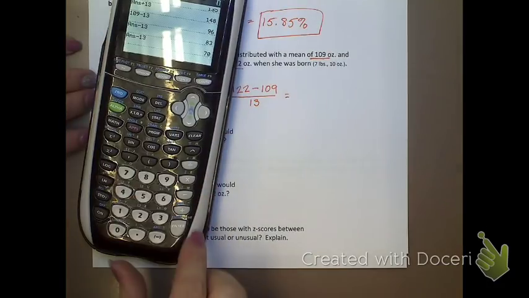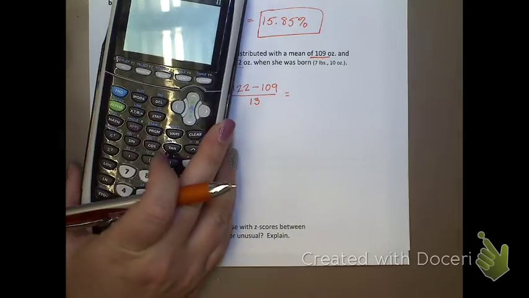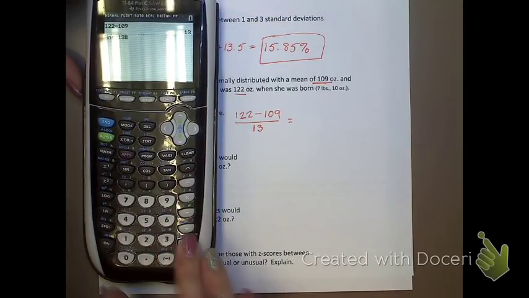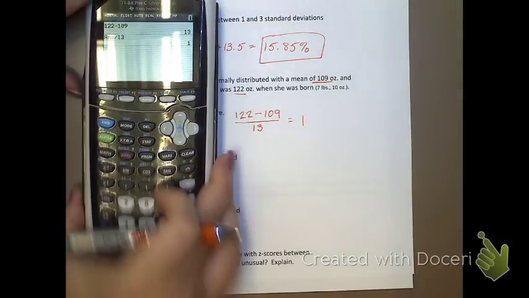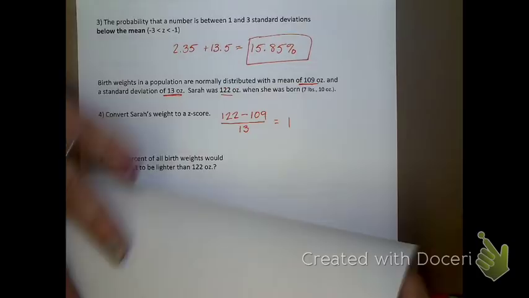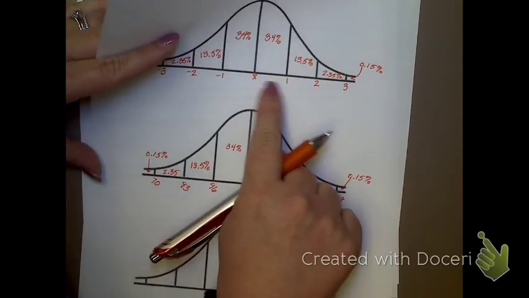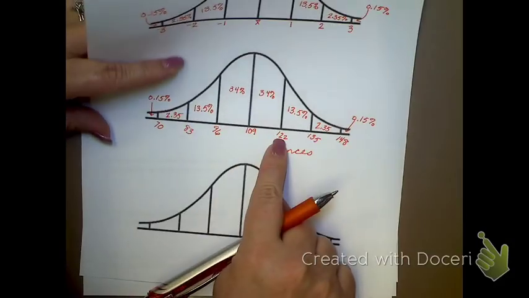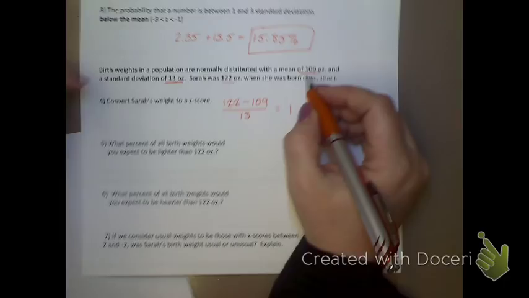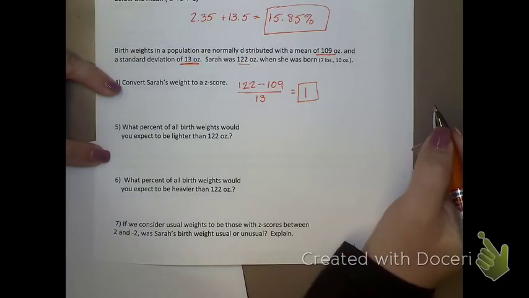As I do this one, 122 minus 109 gives me 13. Divided by 13 is 1. So if my z-score is 1, then I should be 1 standard deviation over the mean, which 122 is, at that 1 standard deviation above the mean point. So what is her weight as a z-score? Well, the z-score representing her weight is 1.